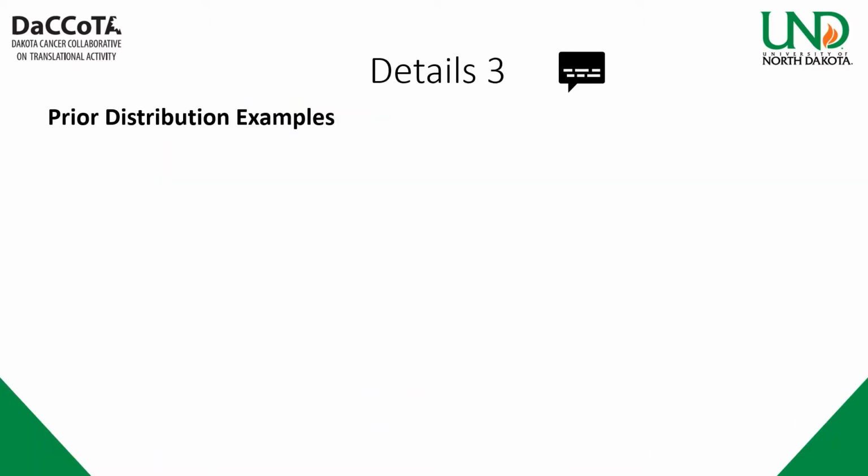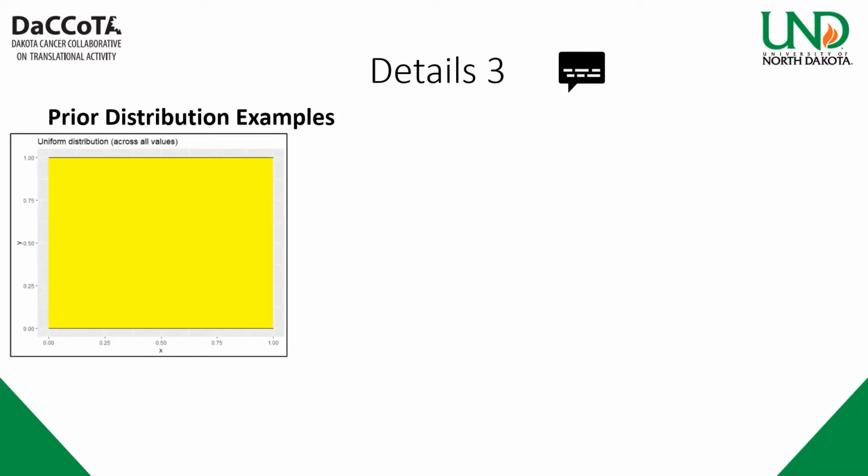Okay. So let's look at some prior distribution examples. I've just sort of waved my hands about it. So let's look at common distributions that are used. So first of all, there's a uniform. So this would be across all values, where any value of x down here is equally likely from 0 to 1. Now, how this would be set up, you have your uniform and then min 0, max 1.